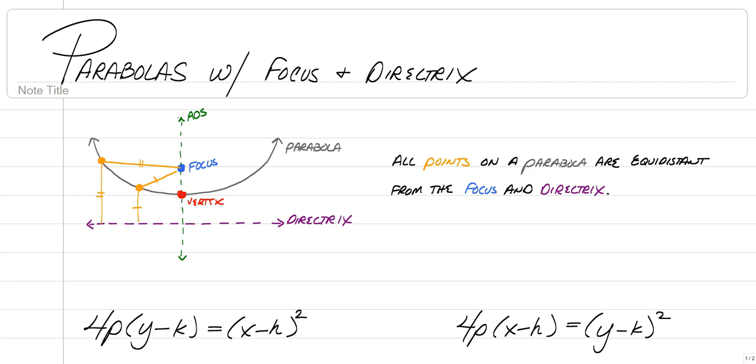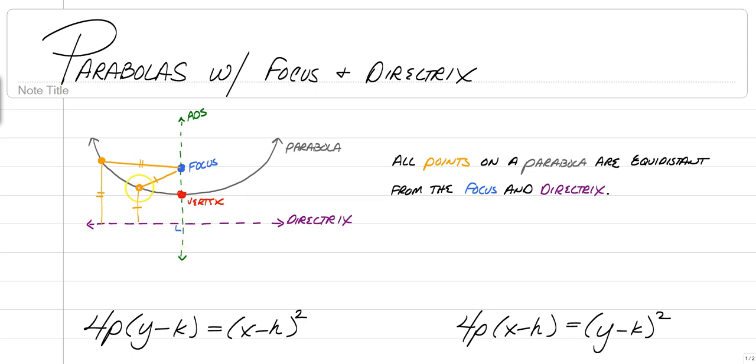Now, the two new things that you're going to learn in this video is that we have a focus, which is a point that's inside of a parabola. And we have another line called a directrix. And this is a line that is outside of the parabola and will always be perpendicular to the axis of symmetry.